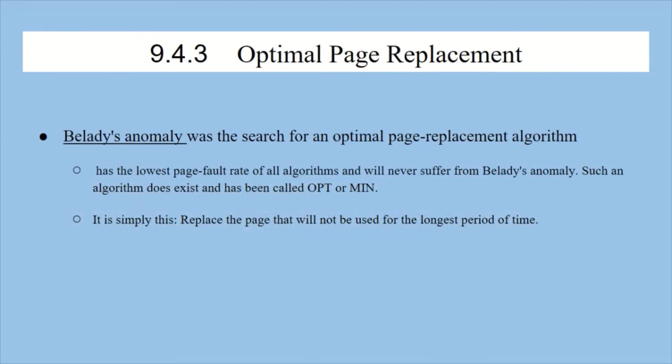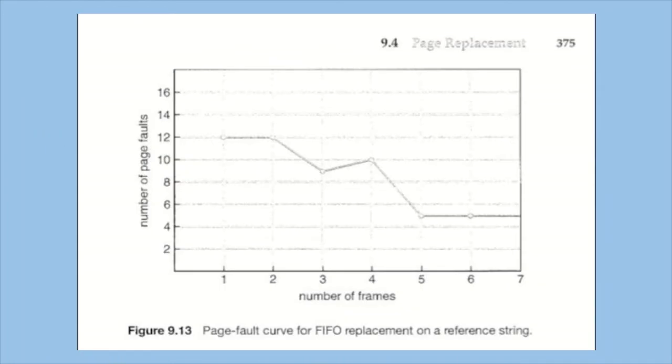So next is the optimal page replacement. Belady's anomaly was the search for an optimal page replacement algorithm. This has the lowest page fault rate of all algorithms and will never suffer from Belady's anomaly. Such an algorithm does exist and has been called OPT or MIN. It is simply this: replace the page that will not be used for the longest period of time.